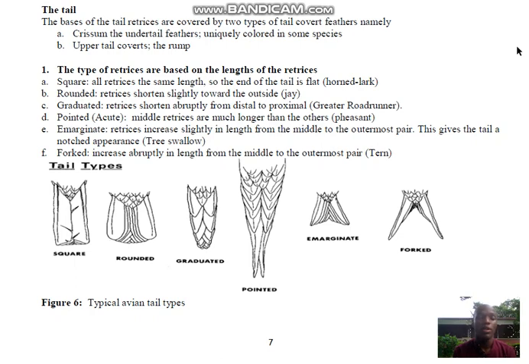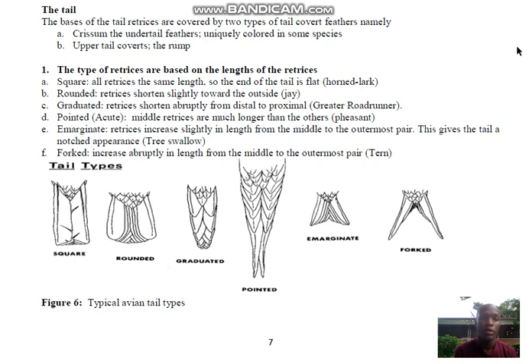About the tail, the tail of a bird is covered with two types of tail coverts, namely the crissum and the upper tail coverts. The crissum is the undertail feathers, which are uniquely colored in some species, and the upper tail coverts are the rump feathers.